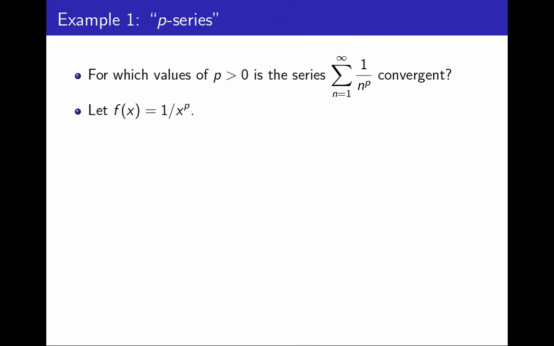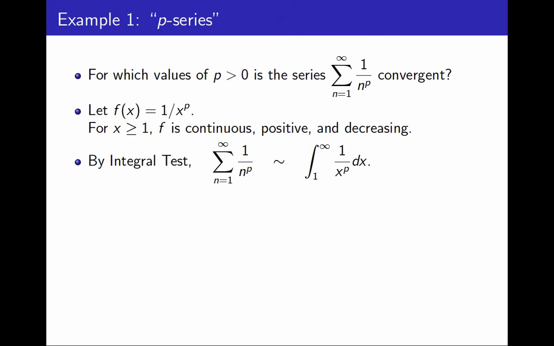Yes, I can. If I fix p and I consider the function f defined as f of x equals 1 over x to the p, starting at 1, then this function is certainly continuous, positive, and decreasing, so I can use the integral test. By the integral test, this series behaves like the corresponding improper integral, so it's convergent if and only if the integral is convergent. And why is this useful?